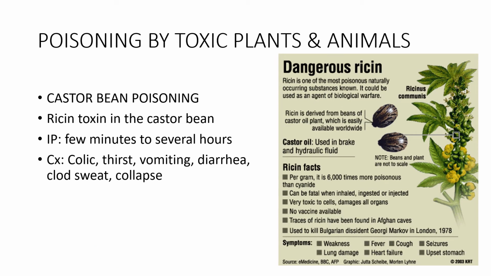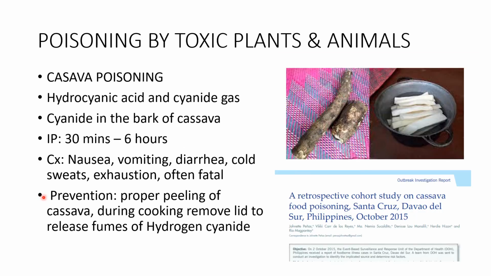Next, you have your castor bean poisoning. Ricin toxin is the main toxicant found in castor beans. If you have accidentally consumed it, the incubation period is from a few minutes to several hours. You will experience colic, thirst, vomiting, diarrhea, cold sweats, and you may collapse.